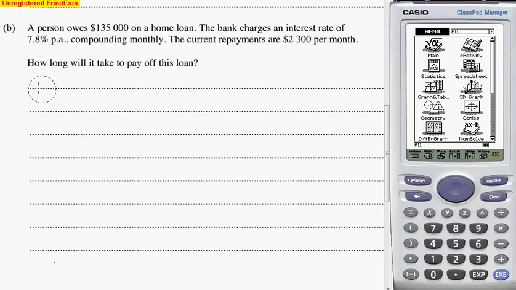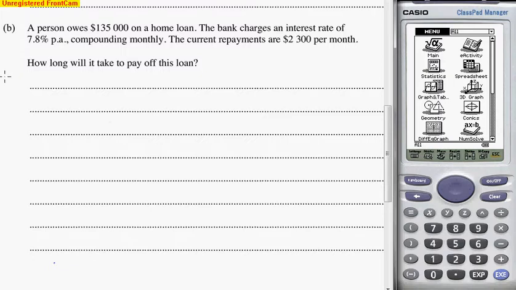Hello again. Here's the second part of question 17 from the 2013 exam. A person has a home loan. There's the interest rate, repayments there. How long will it take to pay off this loan? There are two ways to solve this type of problem. You could firstly use the annuity in arrears equation, or secondly you can use the calculator's TVM finance program. I will do it both ways.